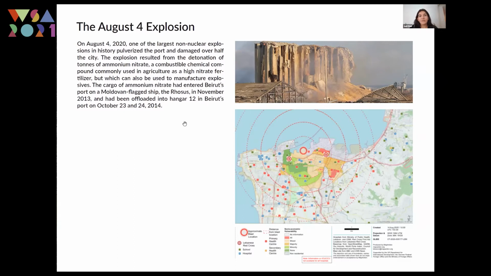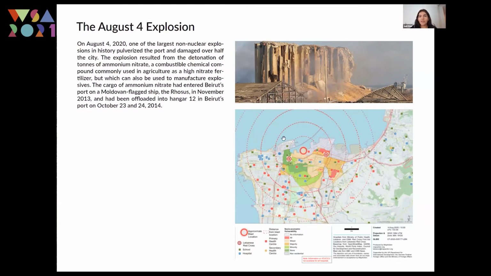The cargo of ammonium nitrate had entered Beirut's port on a Maldivian flagged ship, the Roses, in November 2013, and had been offloaded into Hangar 12 in Beirut's port on October 23 and 24, 2014. I won't speak about the actual event too deeply because you'll see different perspectives of this in the three presentations following, but I will speak about the approach after in terms of rehabilitation. And there'll be a series of maps and diagrams that give you some insight into the level of destruction.